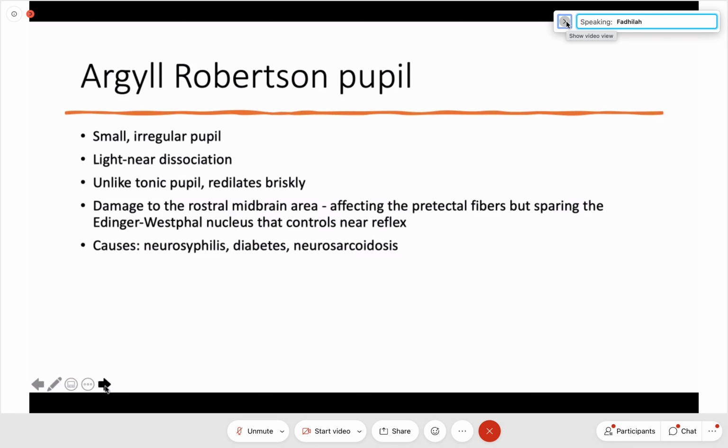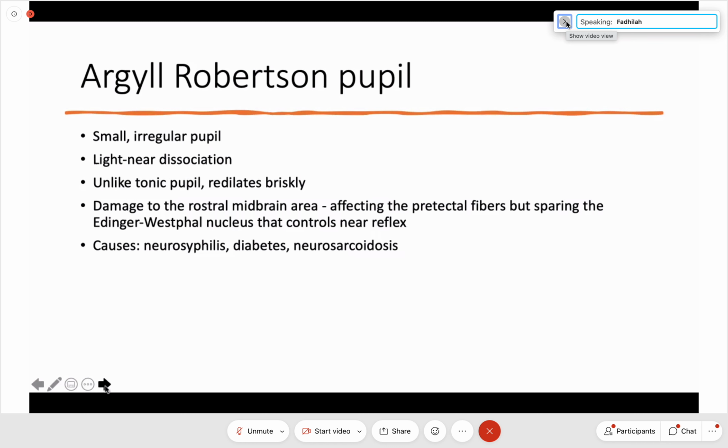Now, a little bit about Argyll Robertson pupil. Do not freak out when you see patients with very small pinpoint pupil. It can be irregular in nature. They have light near dissociation as well. But unlike tonic pupil, they can redilate briskly after you shine and then you let it rest, it can redilate very quickly.